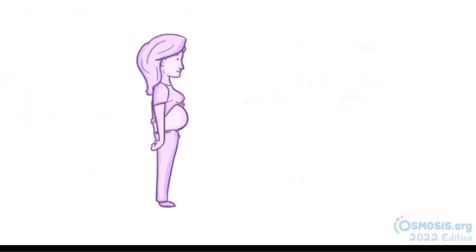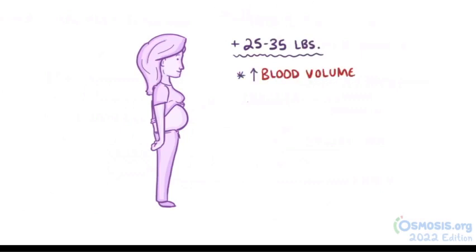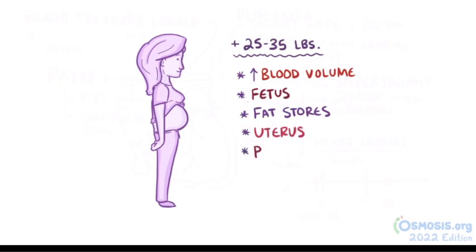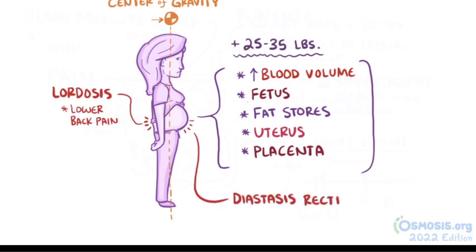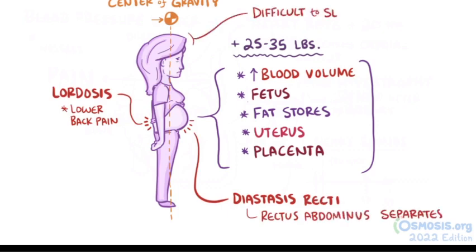Normally, women gain 25 to 35 pounds throughout the pregnancy, and that extra weight is mostly due to the increased blood volume, followed by the fetus itself, fat stores, the uterus, and finally the placenta. The extra weight and the forward shift in the center of gravity can cause lordosis and lower back pain. Women can also get diastasis recti, which is where the uterus puts direct pressure on the rectus abdominis muscles, making them separate. In general, this pain can make it tough to get a good night's rest.